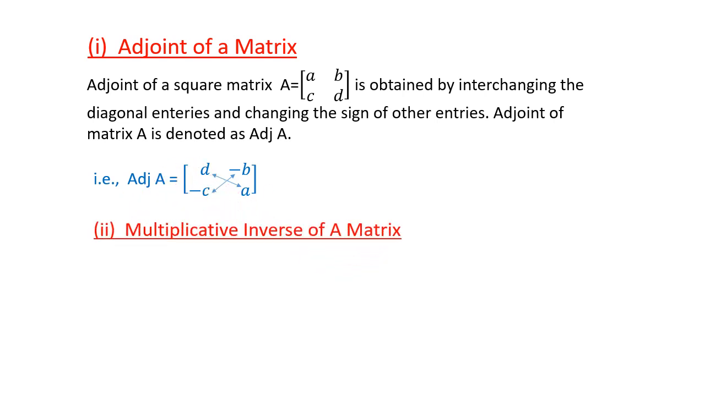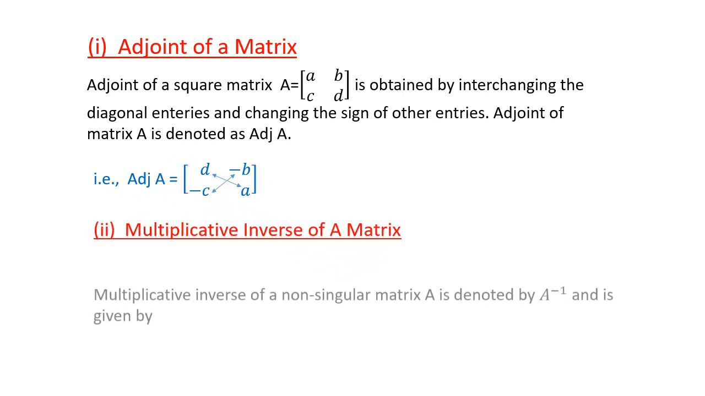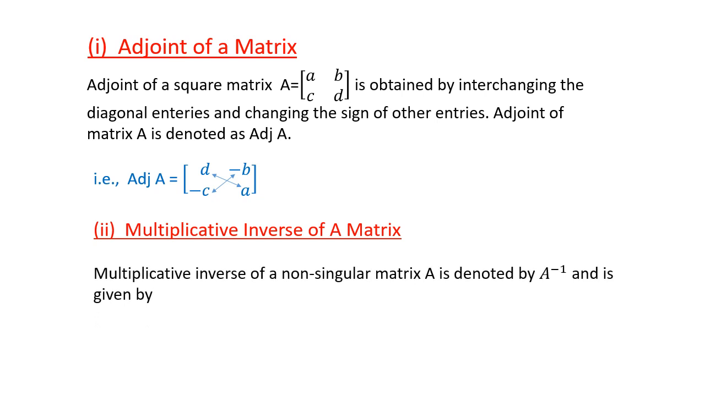Next definition is multiplicative inverse of a matrix. Multiplicative inverse of a non-singular matrix A is denoted by A inverse and is given by A inverse is equal to 1 over determinant A multiplied by adjoint of A.